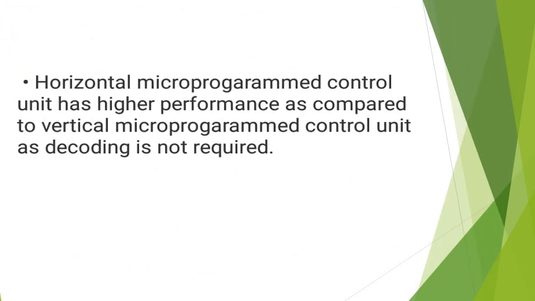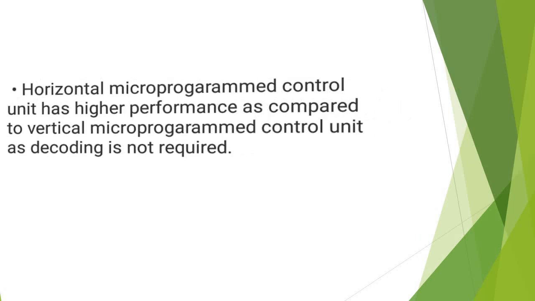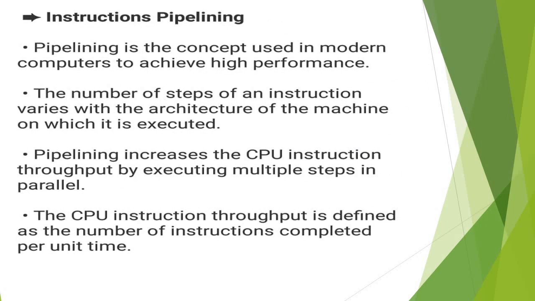A horizontal microprogrammed control unit has a higher performance as compared to a vertical microprogrammed control unit, as decoding is not required. Now let's move towards the next option, that is the instruction pipeline. Pipeline is a concept used in modern computers to achieve higher performance. The number of steps of an instruction varies with the architecture of the machine on which it is executed. Pipeline increases the CPU instruction throughput by executing multiple steps in parallel.